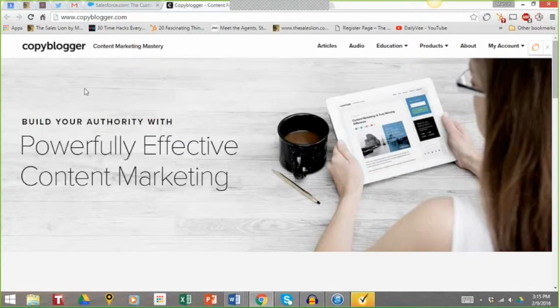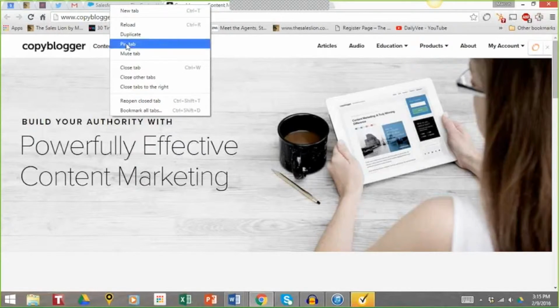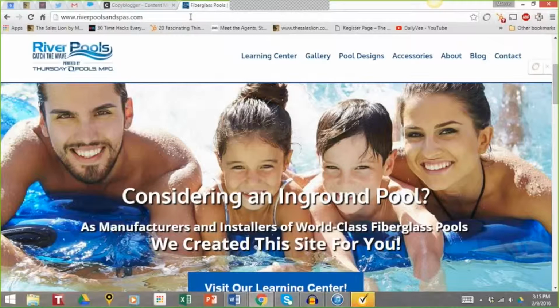These are four totally different websites, some are B2B, some are B2C, but you're seeing the same patterns over and over again. So let's continue to talk about what makes an effective homepage.